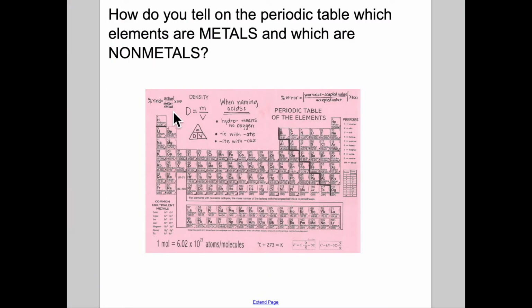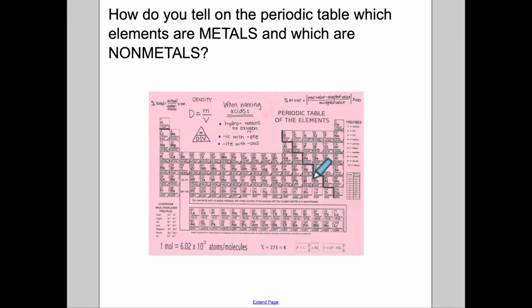First, we need to know how to tell if an element is a metal or a non-metal. On your periodic table, I wrote in this stair-step line right here. So this tells us where the metals and the non-metals are. So up here are the nonmetals, and that also includes hydrogen. And then down here are the metals.